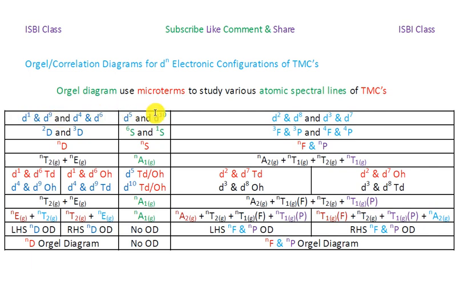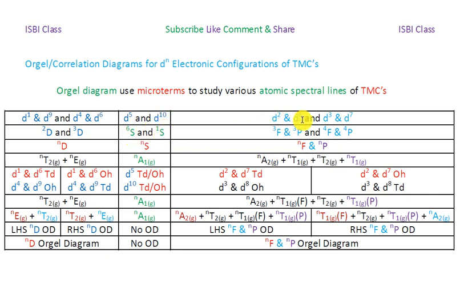I divided these electronic configurations into three columns: d1 and d9, d4 and d6, d5 and d10, d2 and d8, and d3 and d7 electronic configurations. Let us see d1 and d9. The term is 2D. For d4 and d6, the term is 3D. For d5, the term is 6S. For d10, the term is 1S.